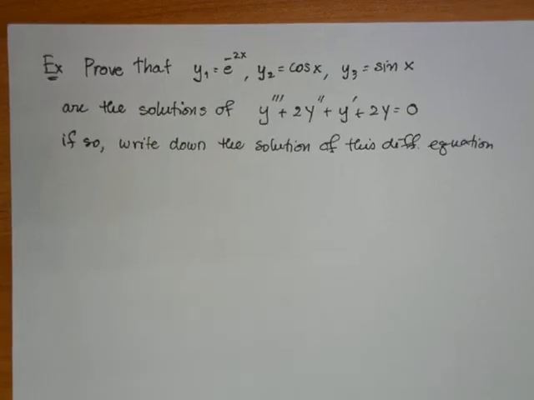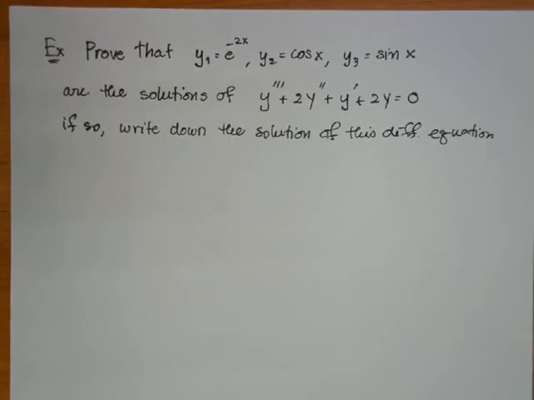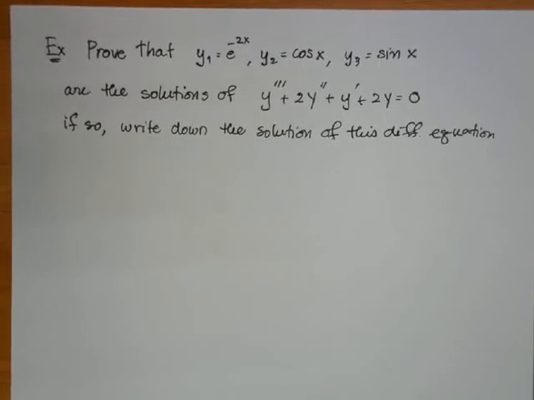Take a look at the first example. It says: prove that y1 equals exponential of minus 2x, y2 equals cos x, and y3 equals sin x are solutions of this differential equation. The third derivative of y plus 2 times the second derivative of y plus the first derivative of y plus 2y equals 0. If so, write down the solution of this differential equation.